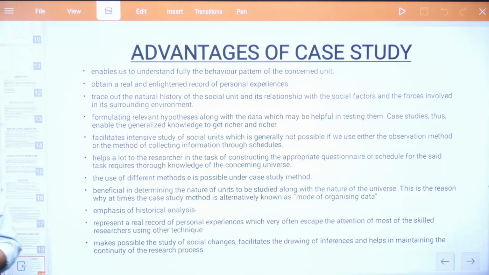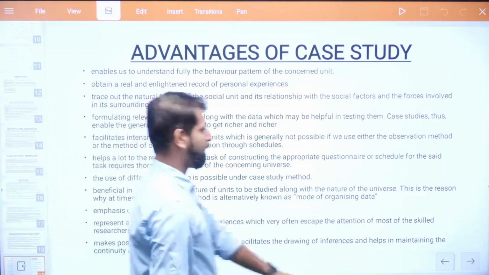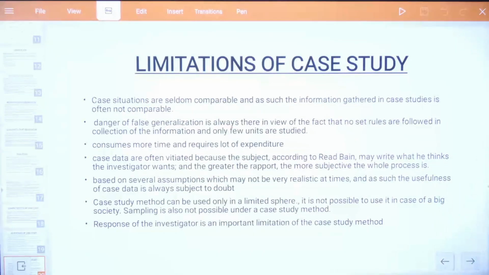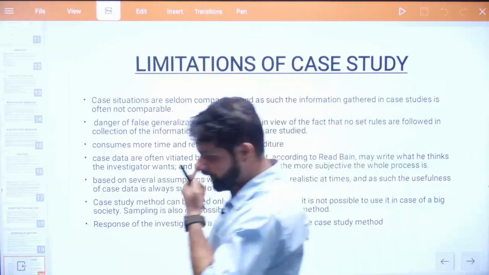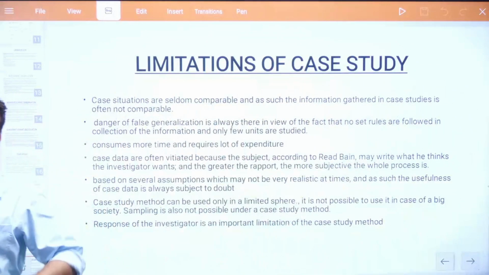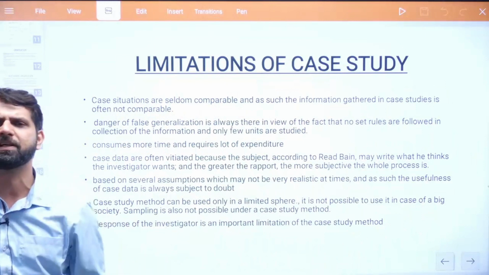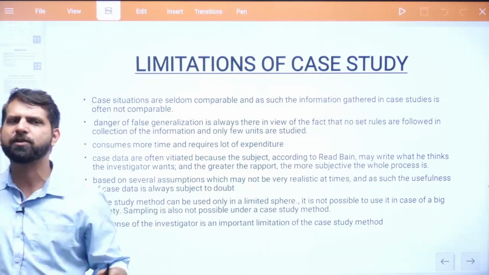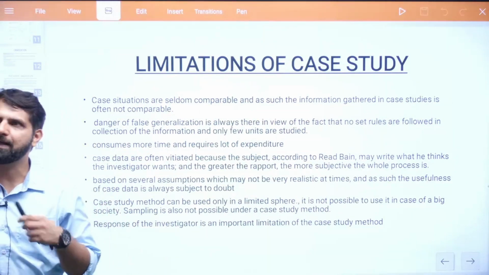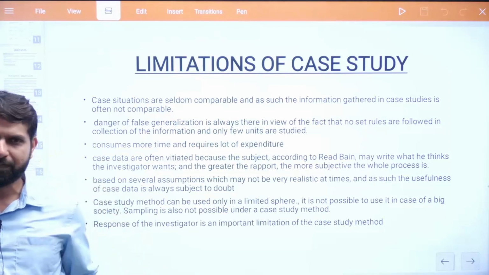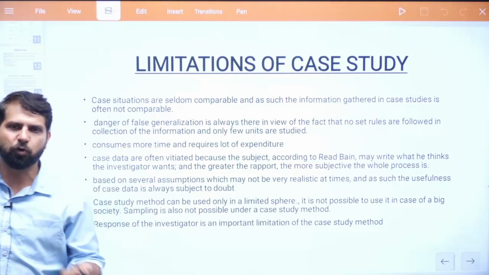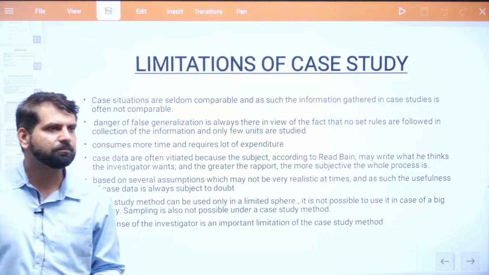Now the limitations. The first, the biggest issue with these case study methods is that they are seldom comparable. You cannot compare one case study with another. Everyone will have different understandings of cases. That's for sure. I will have a different understanding of Argonauts of the Western Pacific. You will have a different understanding of Probe and Islanders, wherever you go.